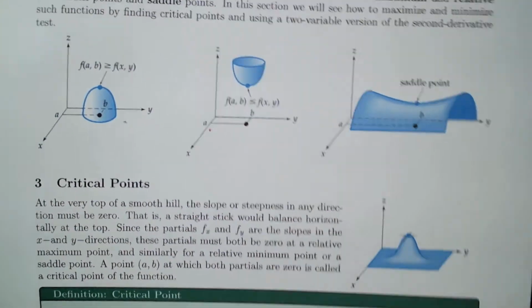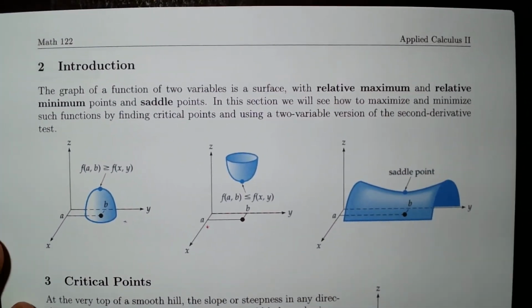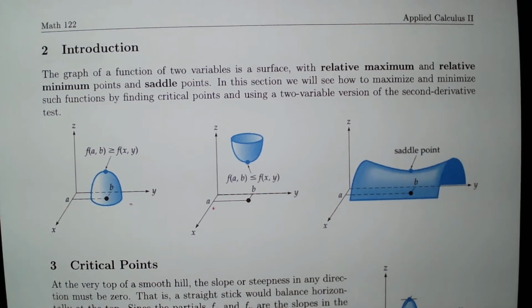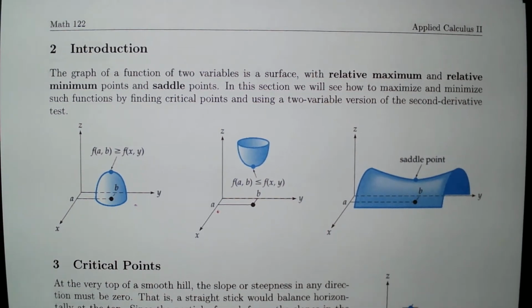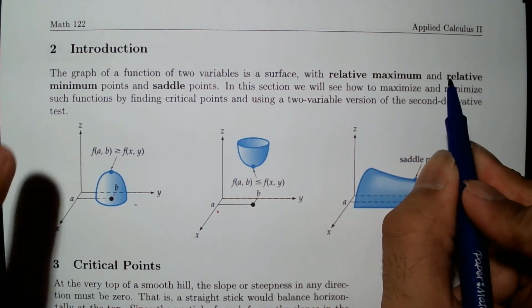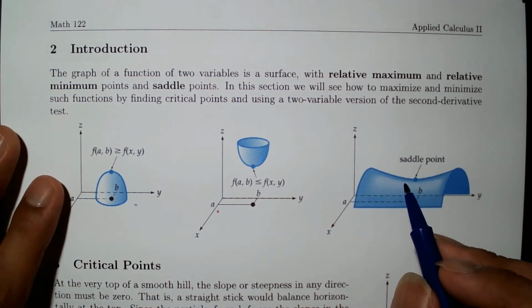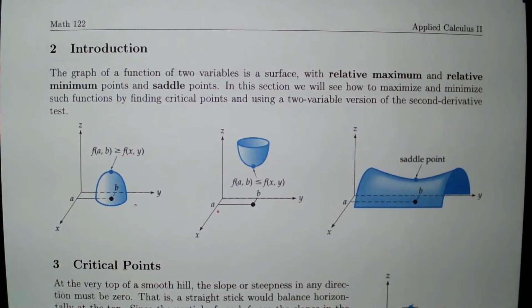What we did in the previous pages, we found max and mins in 2D for a function whose graph is graphed in the xy plane. What we're going to do here is find relative maximums and relative minimums in 3D space, but we are going to introduce a new type of point called saddle points.